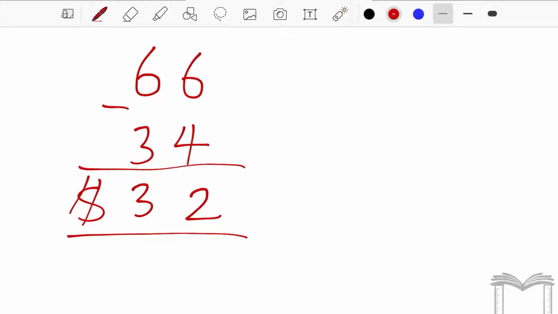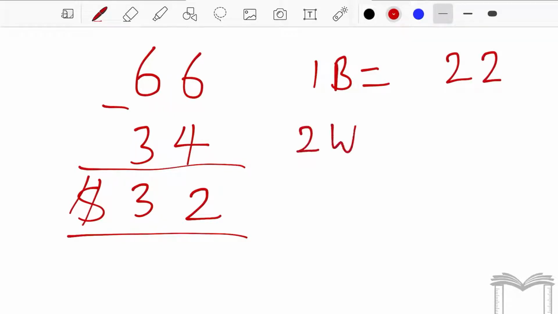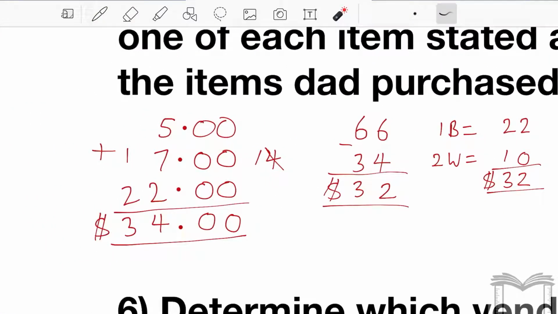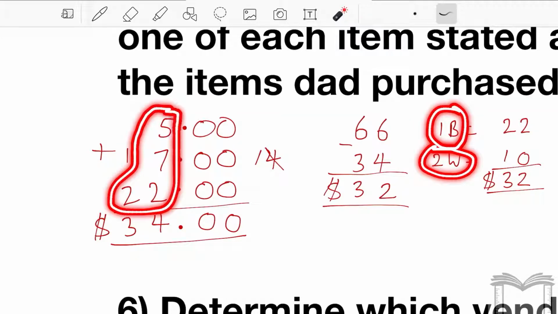If we buy one burger, let's use beef for burger, that will cost $22. And we buy two waters, that will cost $10. We add these two together. That will give us the $32 that we require. And that's your answer. So we have 1 burger, 2 water, and then 1 of each of the items from the previous working.